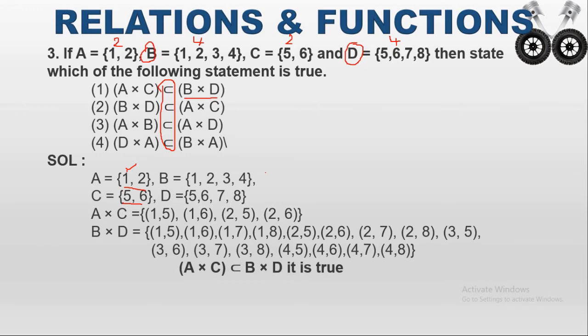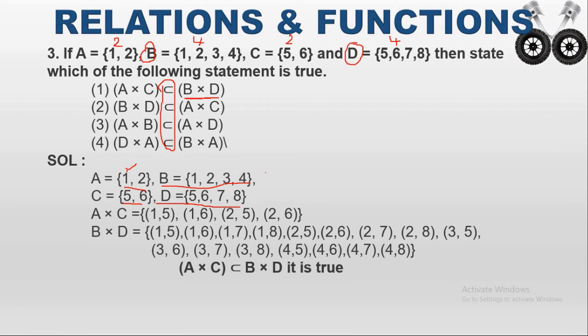So what is next we have to find? We have to find B cross D. B has 4 elements and D also has 4 elements. So the number of elements in B cross D is 4 into 4, which gives 16 elements. So we can check. First, 1 is paired with the elements presented in D: (1,5), (1,6), (1,7), (1,8). Then 2 is paired with the elements in D: (2,5), (2,6), (2,7), (2,8).